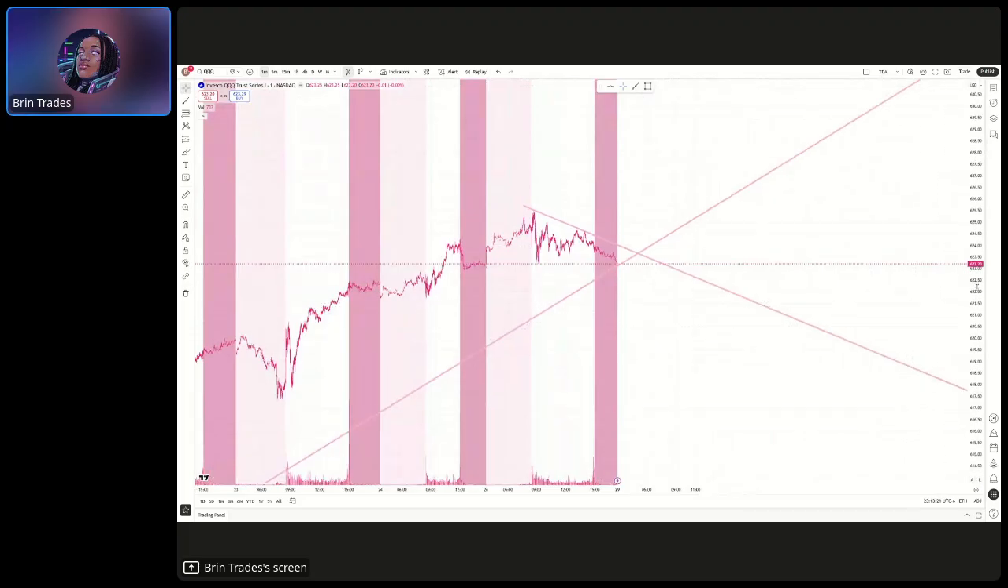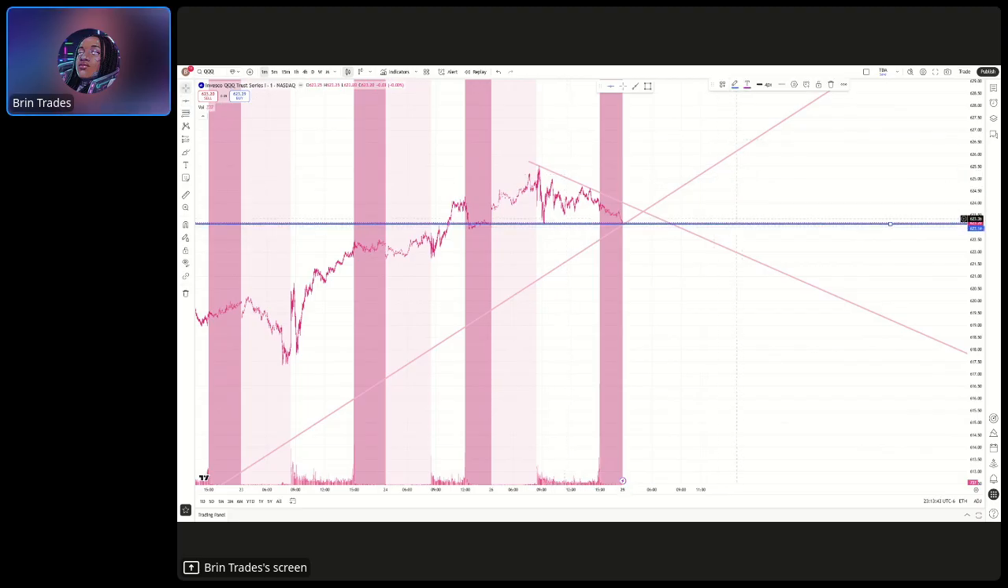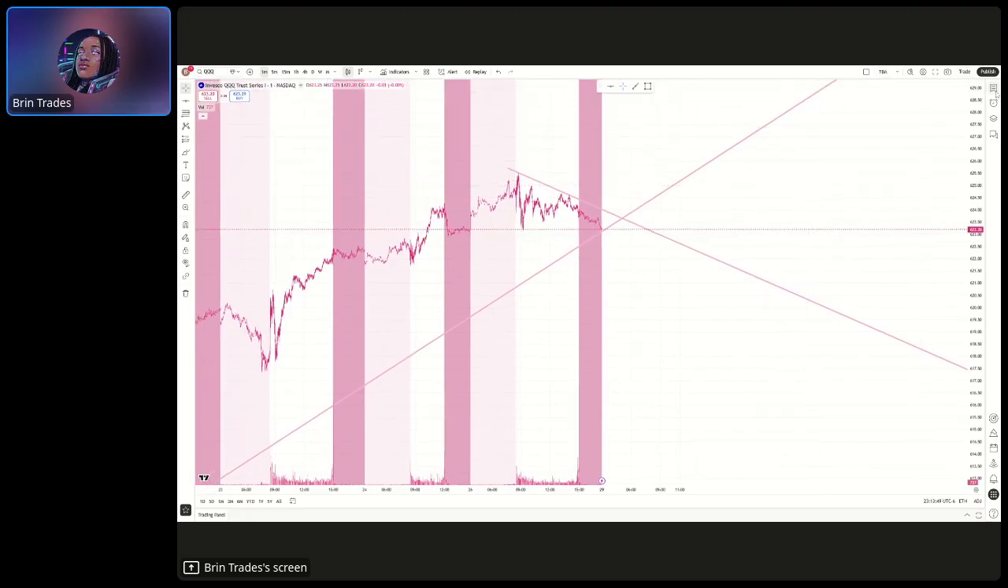I want to mark this up. So I do believe this might be a change of character. So we can point that out as a change of character if we truly wanted to. But I think it's okay to just eyeball it at this point. So yeah, that's it for QQQ.